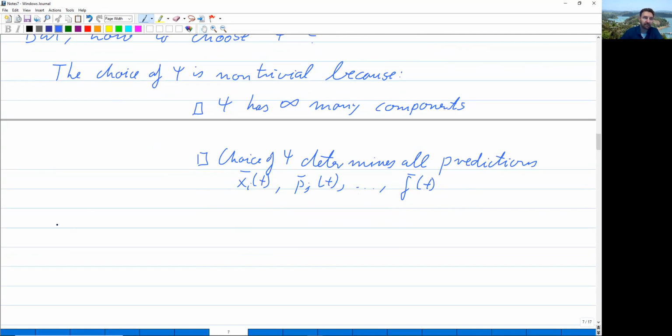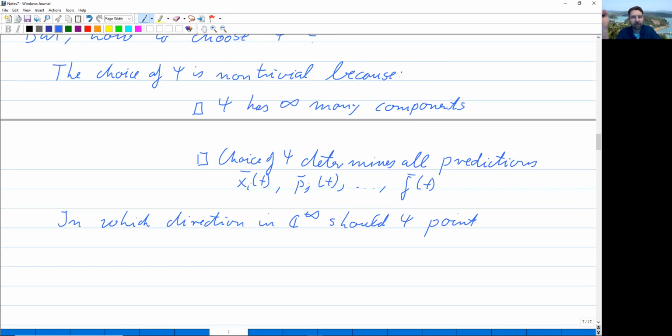Mathematically speaking, the question is, in which direction in C infinity should psi point? You see, psi is a vector, a column vector with infinitely many coefficients. It is therefore an element of an infinite dimensional complex vector space. And the choice of psi is the choice of a vector, and it can point in any one of those infinitely many directions. How do we know in which direction it ought to point? Now, we should ask, why do we even have that choice? How come we have a choice here?